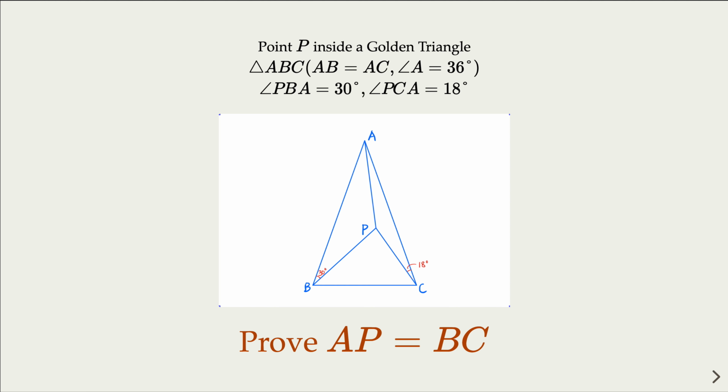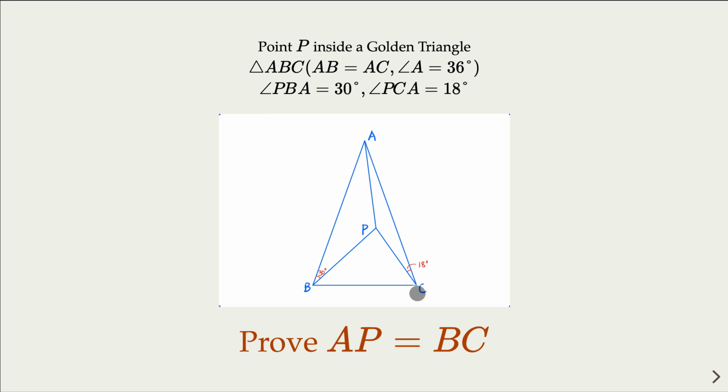In this problem, we have what is called a golden triangle, ABC, an isosceles triangle with angle A 36 degrees, and B and C, of course, are going to be 72 degrees. Now, we have a point P inside such that this angle here is 18 degrees and ABP is 30 degrees. We want to prove AP equals BC.